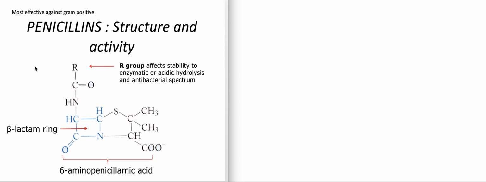The R group is very important in the sense that it affects the stability against enzymatic or acidic hydrolysis and the antibacterial spectrum. So what this means is that the R group defines what class of penicillin it will be. It also explains how acidic hydrolysis can take place as well. So some bacteria which are resistant to penicillins usually produce acids and enzymes which break these down, and with the help of the R group, you might be able to be resistant to it. Now, moving on.